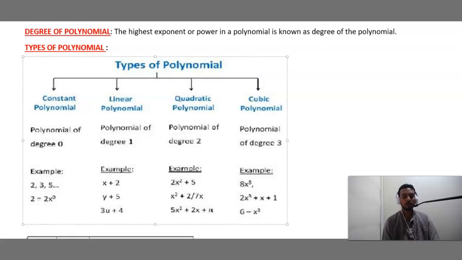Understood? Constant polynomial is nothing but a polynomial of degree 0. If the highest degree of this polynomial is 0, that is known as a constant polynomial. For example, you can see 2, 3, 5. Understood? So these all are constant polynomials.